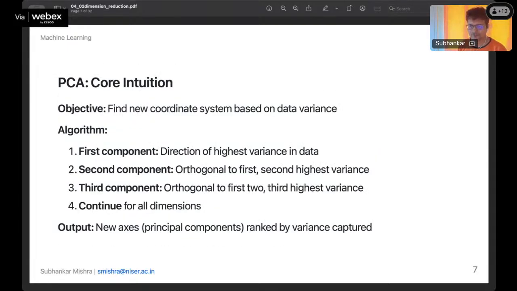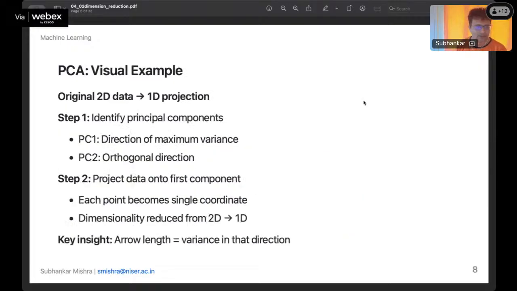So the goal is simple. If our data was 3 dimensional, the third axis would be orthogonal to both the first and the second axis, and then so on. Now, if we want to reduce the dimensionality of our data, we identify principal components, PC1, PC2, and then we project the data.